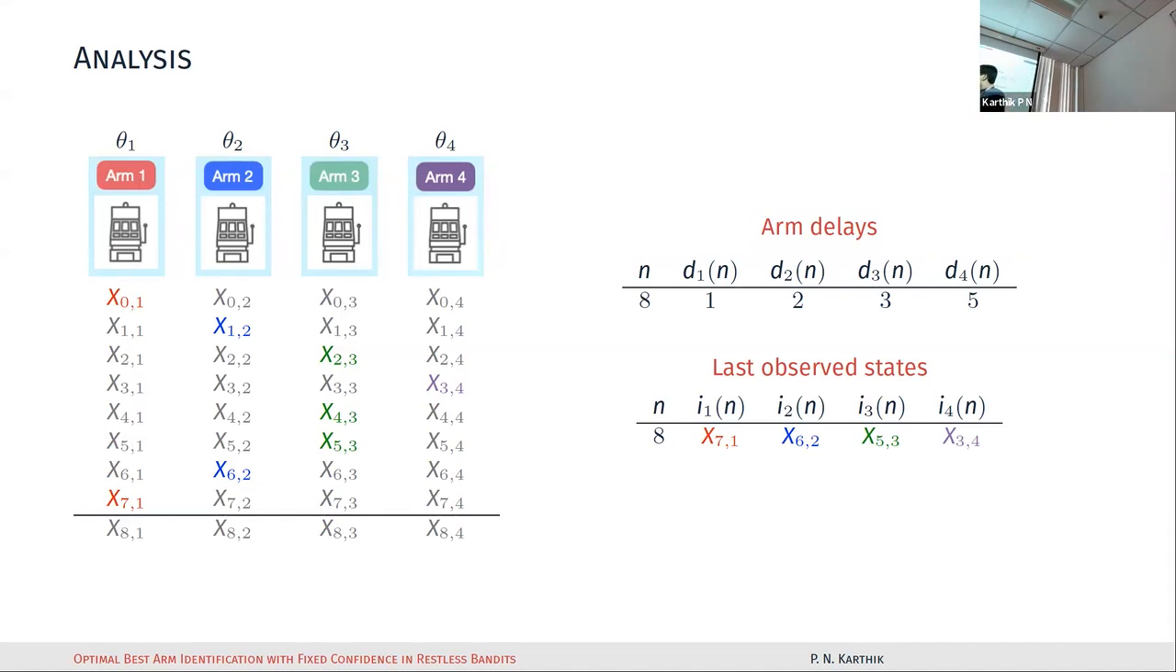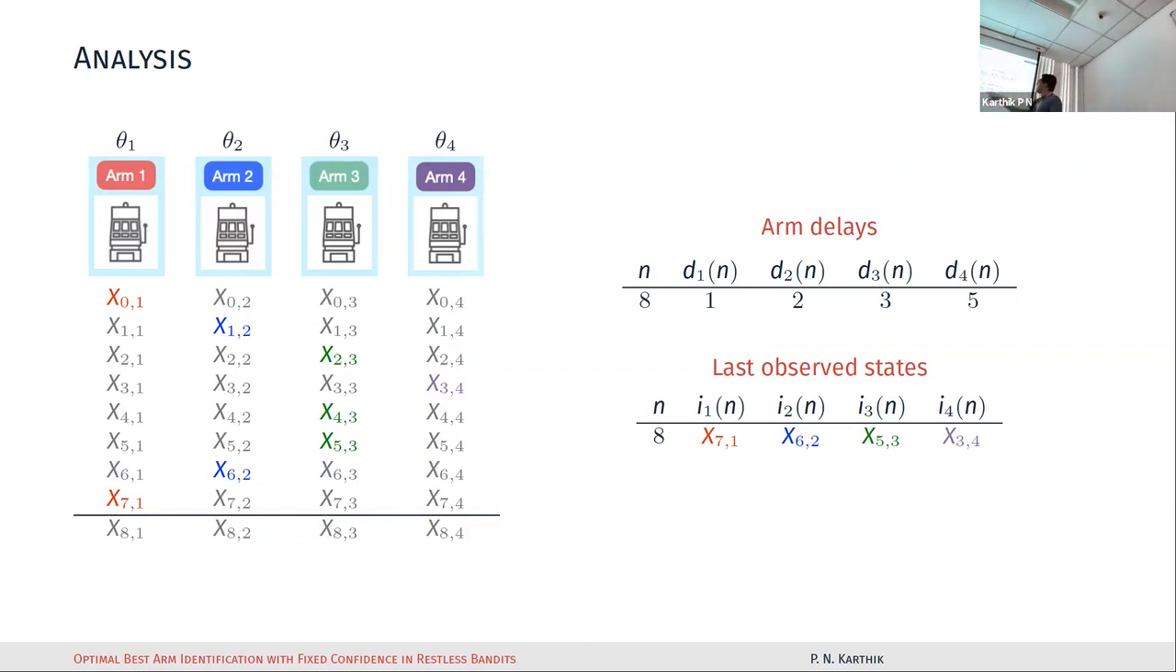How many time instants ago was arm 2 observed? Arm 2 was observed previously at time 6. After that, it was not observed at all. So the delay is 2. Arm 3 was observed last at time 5. It was not observed after that. So there is a delay of 3. Likewise, you can compute the delays.